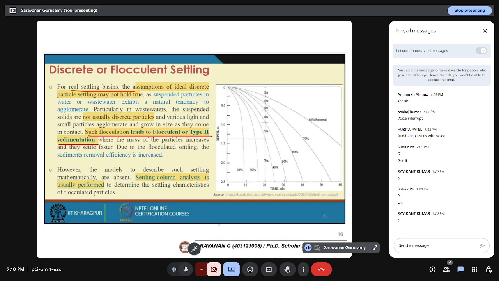But in our design, the ideal settling tank will follow discrete settling. We have designed it so that one particle enters here and it will be settled here. That's discrete settling. So our assumption is discrete, but the real one will be flocculant.